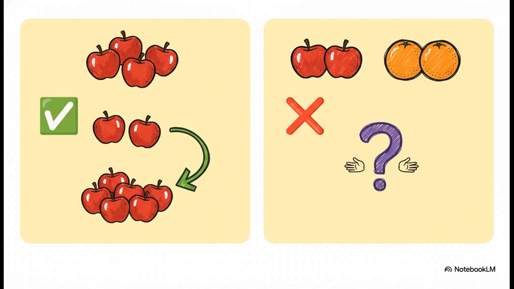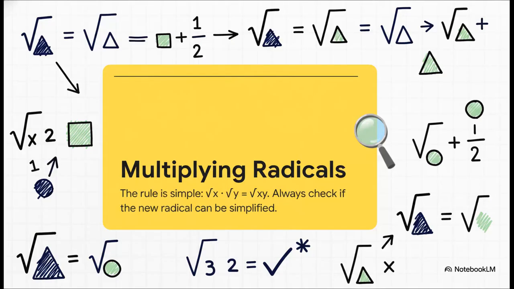It's exactly like combining like terms in algebra. You know, you can add 5x and 2x to get 7x, right? Well, 5 radical 3 plus 2 radical 3 is 7 radical 3. But you can't add 4 radical 5 and 2 radical 3. They're just different things. Multiplying is actually a bit more straightforward.